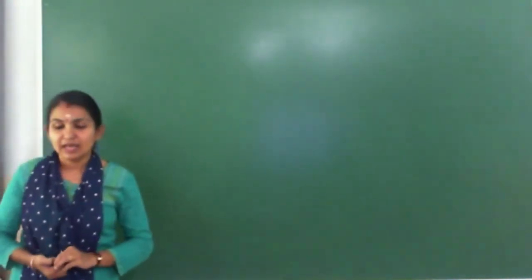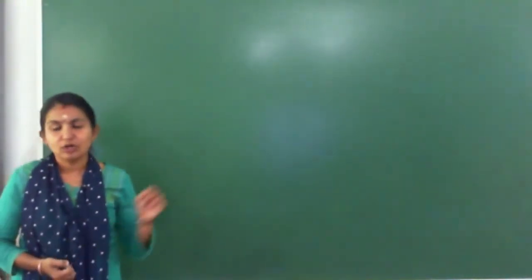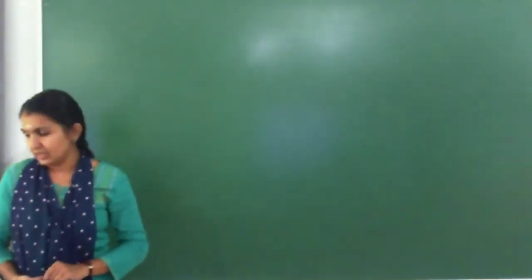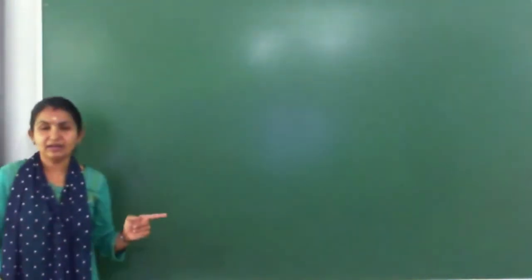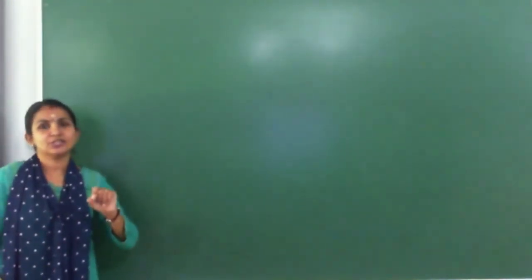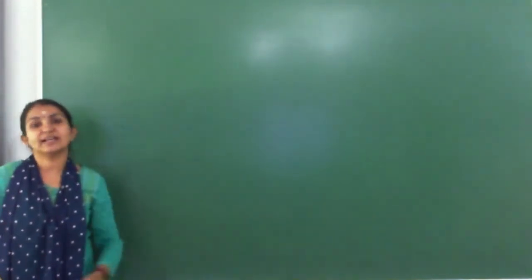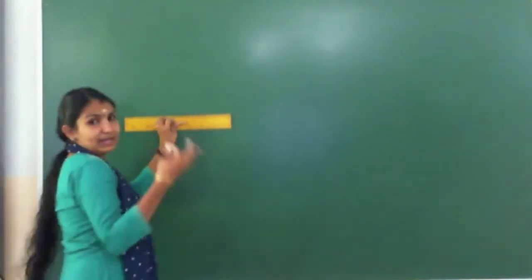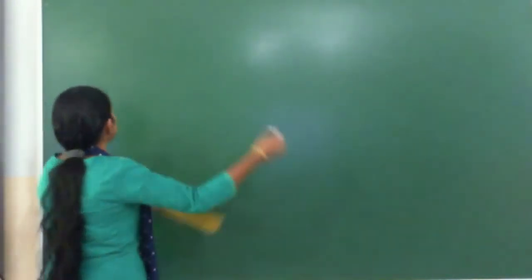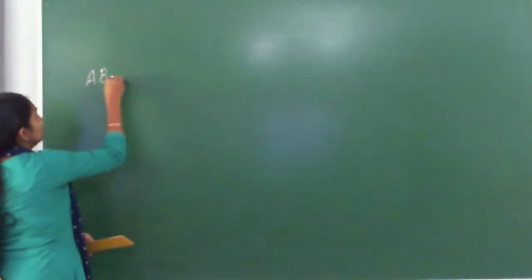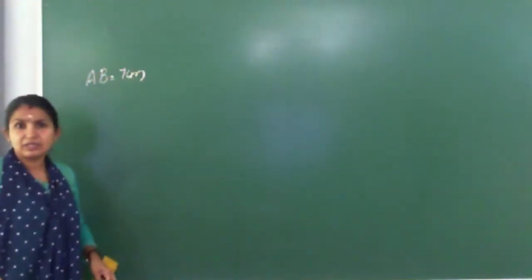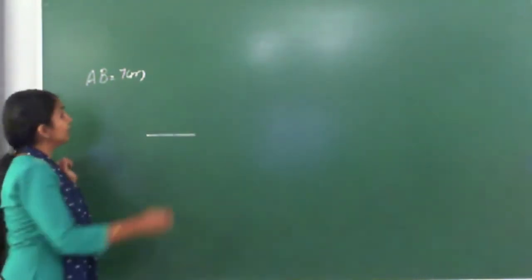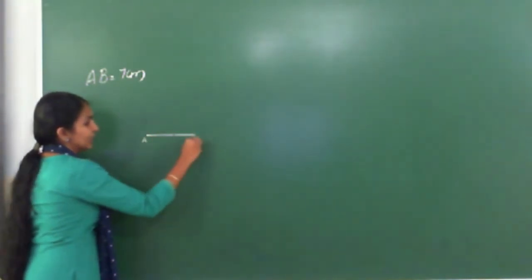The next one is how we can draw a perpendicular on a given line. The point is outside the line. So first we need a line and then a point should be there which is outside the line. So first we need a line segment. Any length you can use. I am using here AB is equal to 7 centimeter. So we are drawing AB 7 centimeter first. So we got a line segment AB. I just marked it as AB.